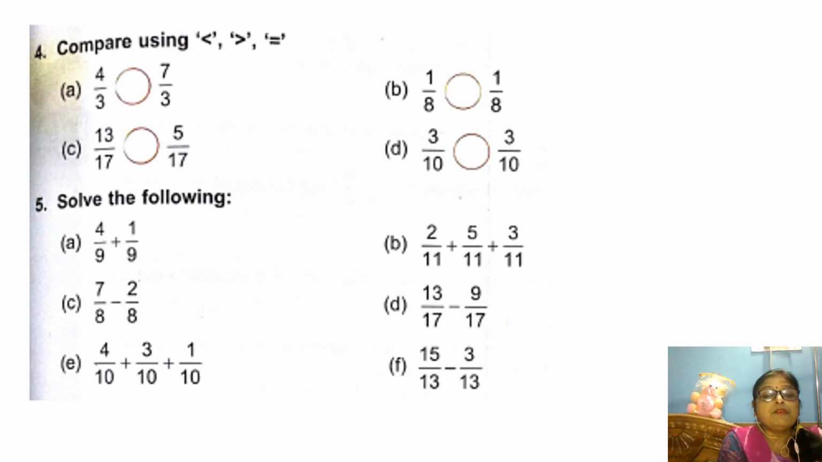Next, solve the following. You have to add and subtract the following fractions. Question A, 4 by 9 plus 1 by 9. The denominator is the same, so write down the common denominator and 4, then you add 4 plus 1. Now your answer is 5 by 9. B, 5 plus 2 plus 3, that is 10 by 11. Next one, subtraction is given here. So you subtract 7 minus 2, that is 5 by 8. In this way, you will do the whole sums.